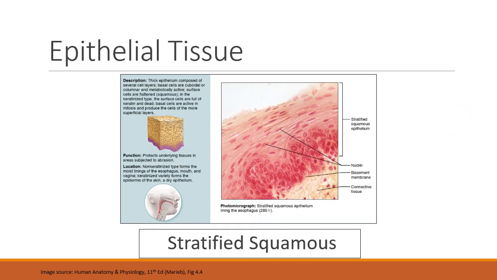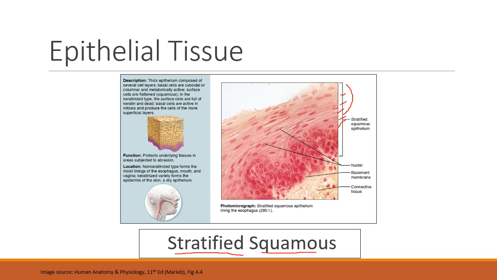Now let's talk about stratified epithelium. We have stratified squamous. Remember the squamous cells are those thin cells. They look like maybe fried eggs. You can see here how it's stratified, and they're squamous because they're all flat like that.